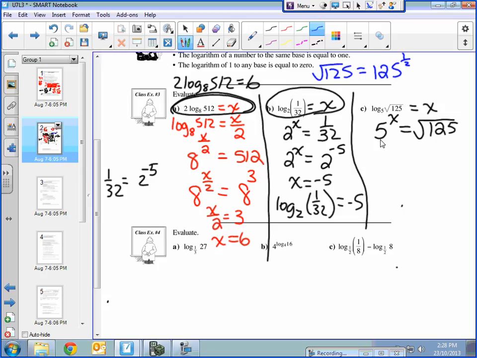So look at 125 now. Can we write 125 with a base of 5? So I have 5 cubed is 125, all to the exponent 1/2. What happens if I have a power of a power? What do I do to my exponents? Power of a power, you multiply. Okay. So what is 3 times 1/2?